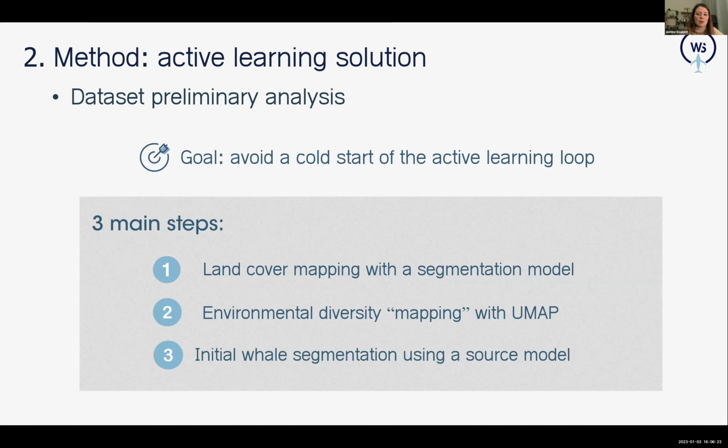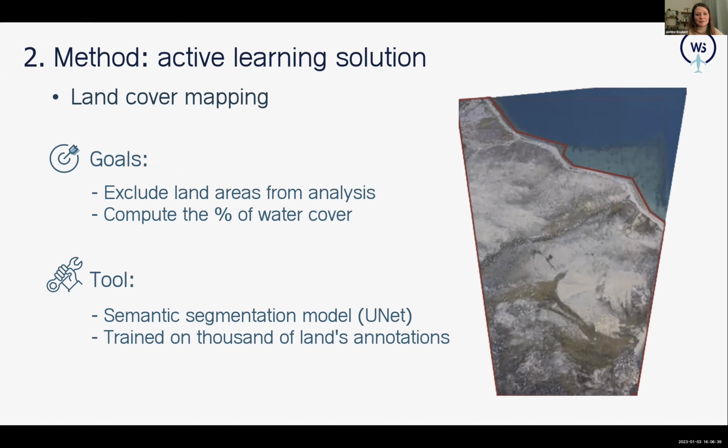The purpose of the preliminary analysis is to avoid a cold start to the active learning loop. When we have a new dataset, we don't know much about it, so we'll run some preliminary analysis to find out a bit more before the proper analysis. The first step is the land cover mapping in order to exclude the land areas from the analysis and also to calculate the percentage of water cover on the whole dataset. For this, we use a semantic segmentation model that we train on thousands of annotations.